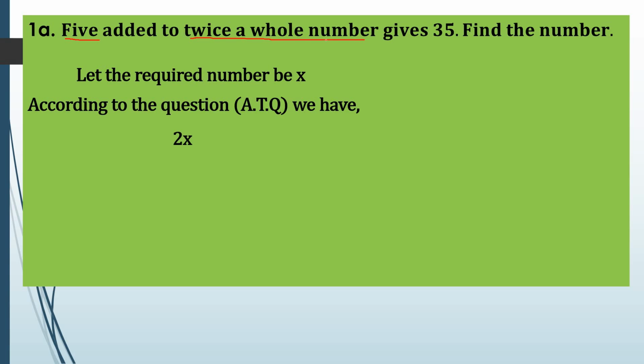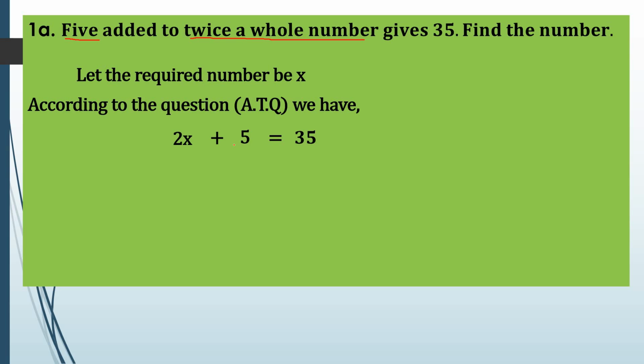According to the given question, twice a whole number means, since we have taken the number to be x, twice our number is 2x. Now to this 2x, how much is added? 5 is being added. So how do we write that? 2x plus 5. Is that clear, students? Now when 5 is added to twice a whole number, that will give us how much? 35. So 2x plus 5 will be equal to 35. So this way you have to set the right linear equation.